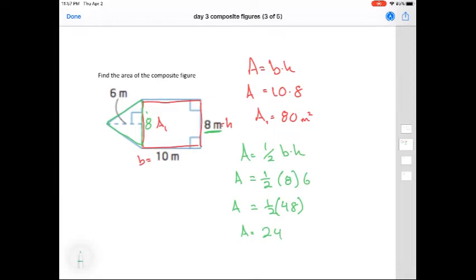Now, these two separate areas are the areas of each particular shape. To get the composite area, all we've got to do is add both of them together. So 80 plus 24 gives us our total area of 104 meters squared.